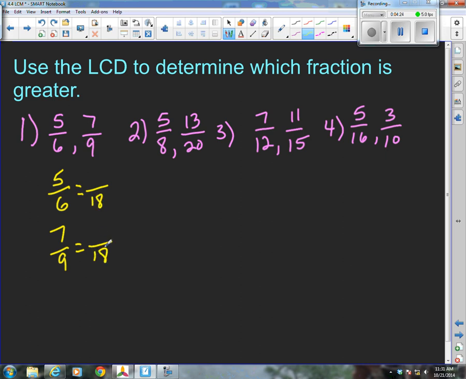Okay? 9 goes in 18 2 times. 2 times 7 is 14. 6 goes in 18 3 times. 3 times 5 is 15. Which one is the larger fraction? Well, it is this one, because 15/18 is certainly larger than 14/18.